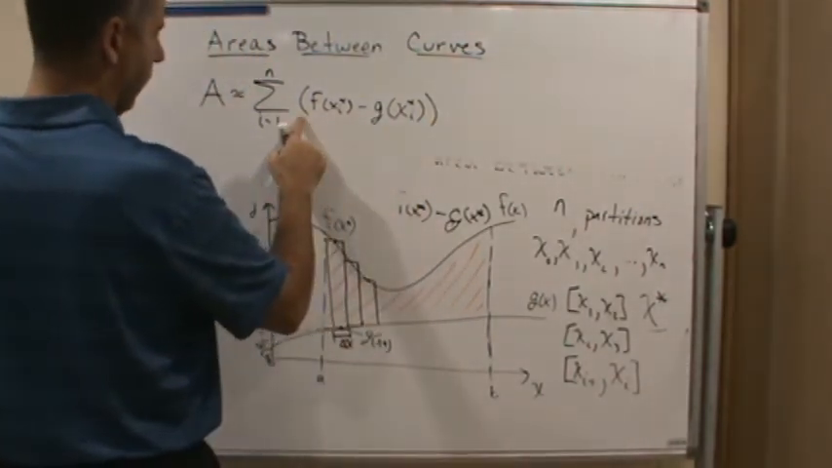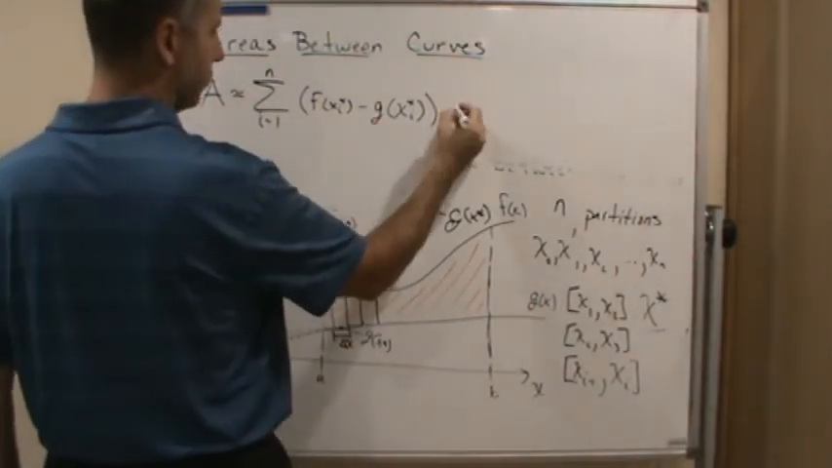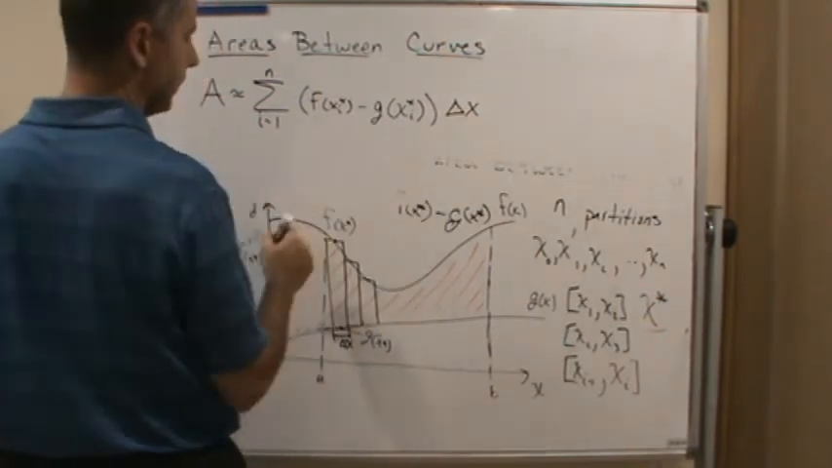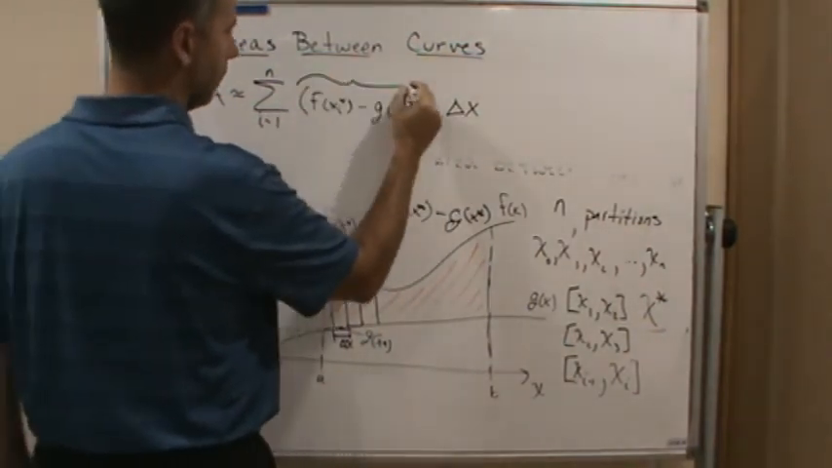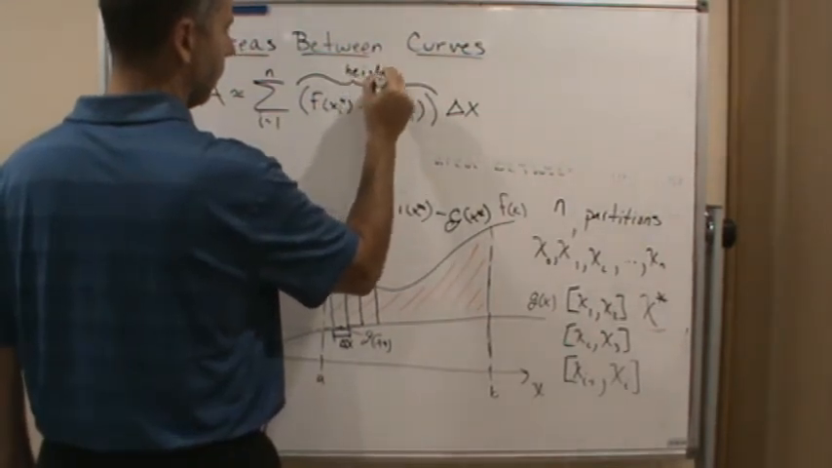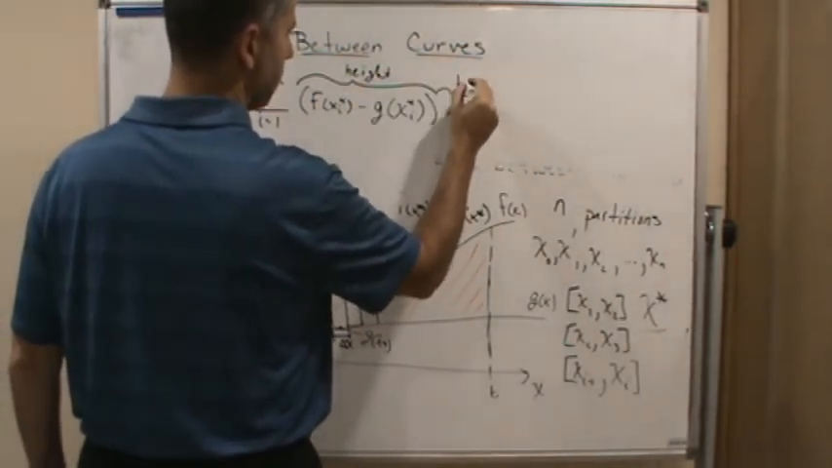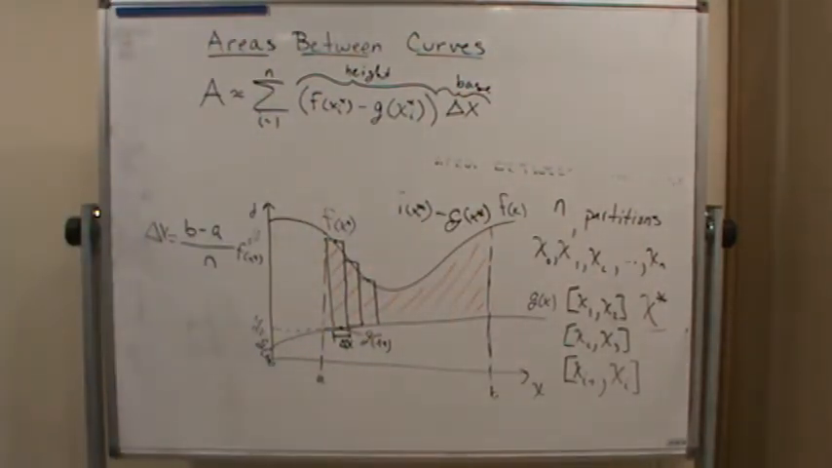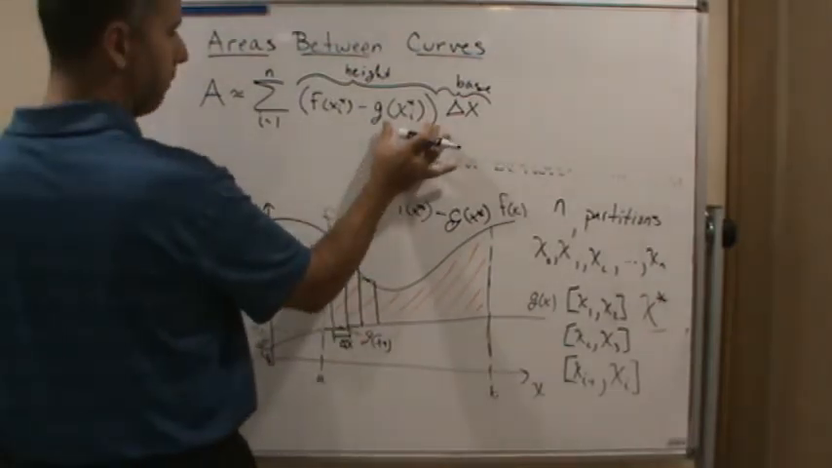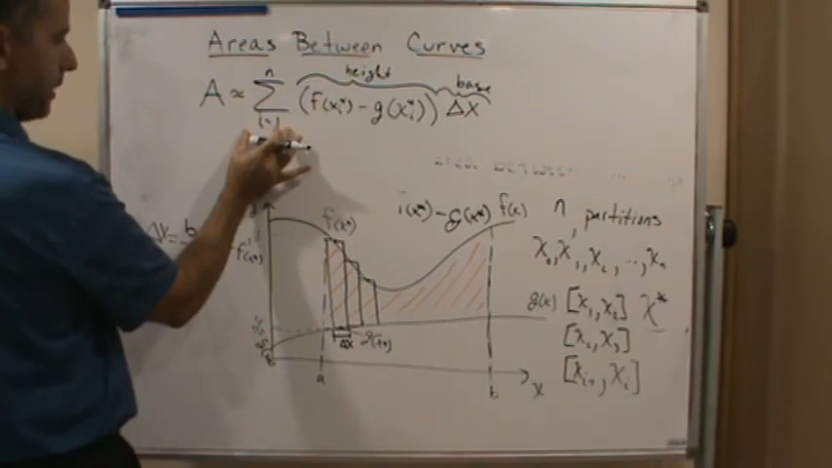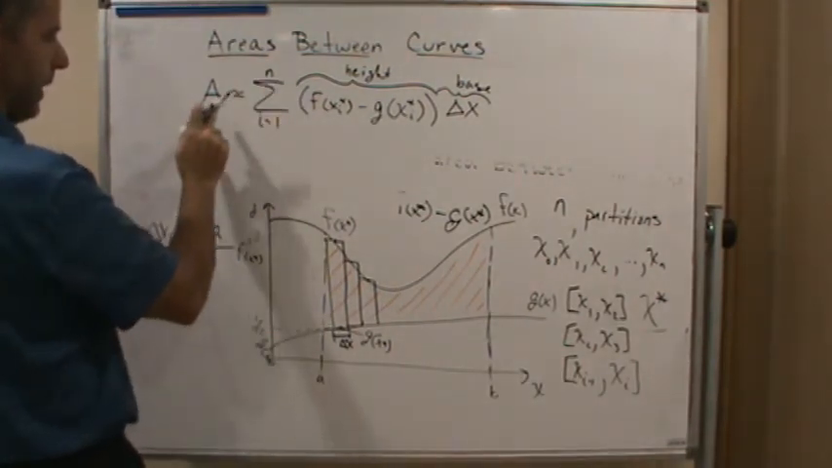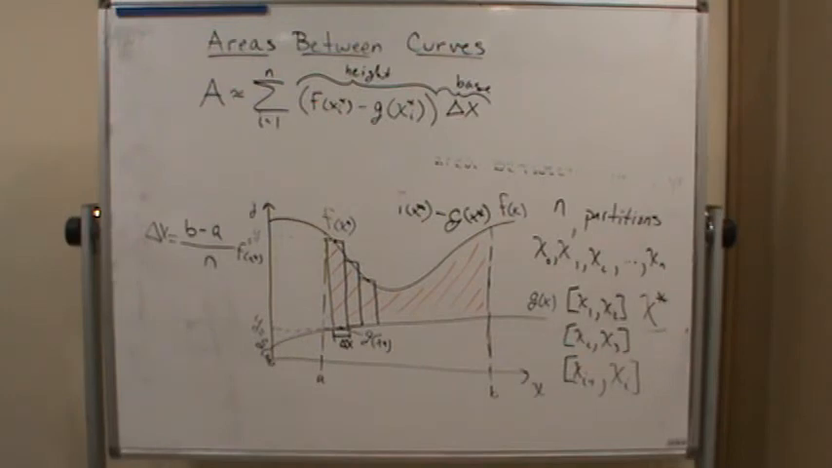And then, of course, we're finding area, so we're going to multiply by delta x. This is the height times the base, so each rectangle is base times height. This is the area of one particular rectangle, and we're summing them up over all n rectangles, and that's going to give us the approximate area between the two curves. So this is a Riemann sum. We've seen these before. So what we're going to do is take the limit of this thing.